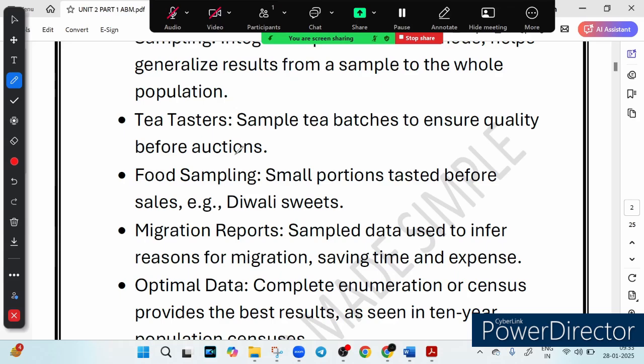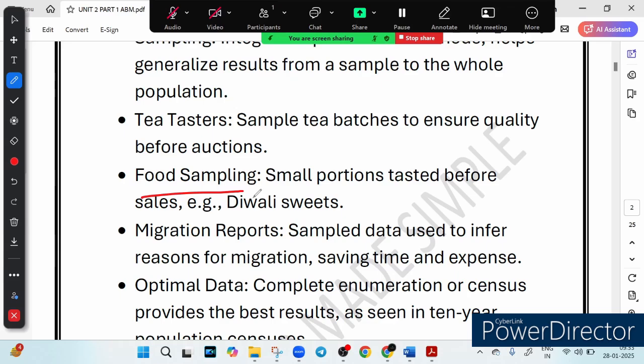Or take the example of food sampling. Haven't we all tasted a small piece of mithai during Diwali before buying a box? Obviously we do it, right? We taste a small piece of mithai during Diwali before buying a box. So sampling helps us decide without overindulging or wasting resources, right?